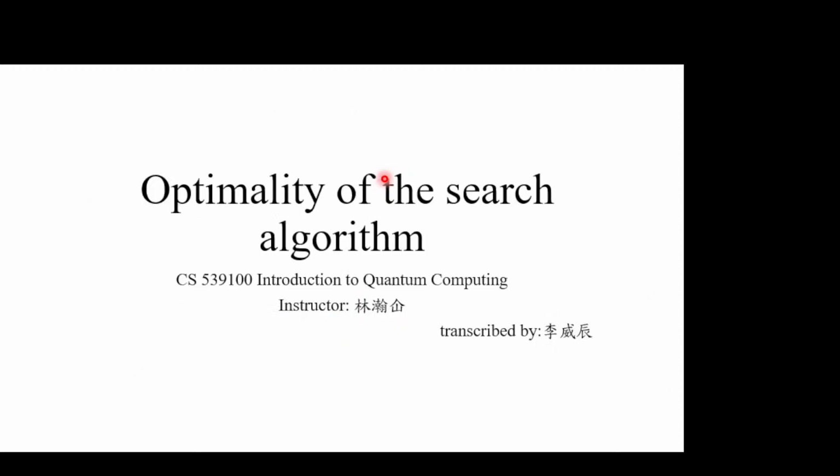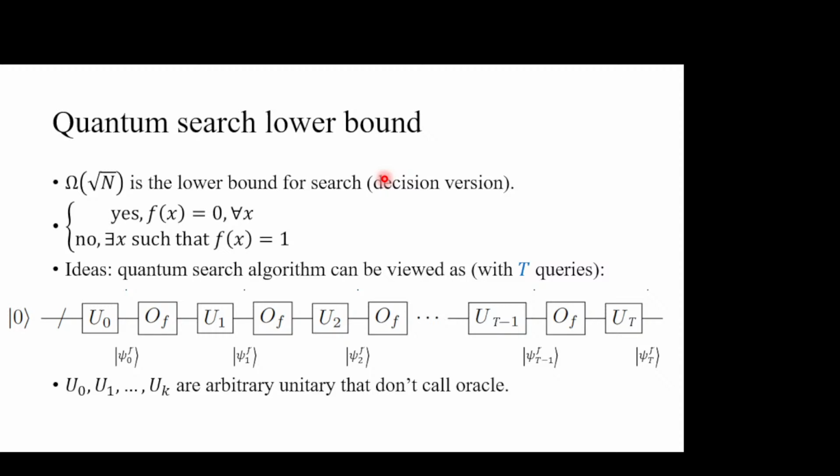Sometimes I say lower bound for Grover search, but an important thing to know is that this is not a lower bound for just the Grover search algorithm. We're actually proving a lower bound for the search problem, where you are given an input f of x, and you want to see whether f of x equals 0 for all x, or there's some x such that f of x equals 1. You can use any quantum algorithm on this search problem, but whatever algorithm you use, if you want to solve it with good probability, you need omega of square root n queries.